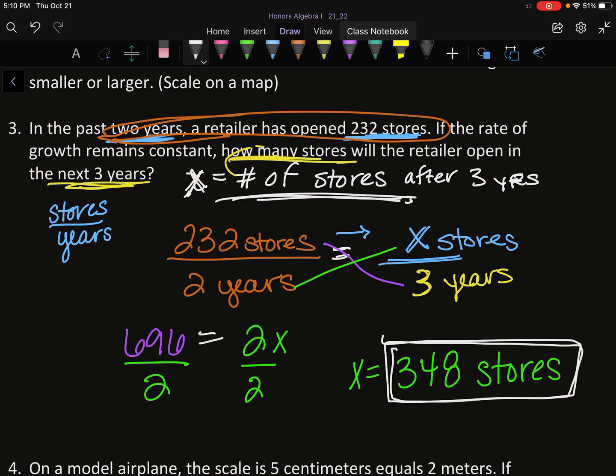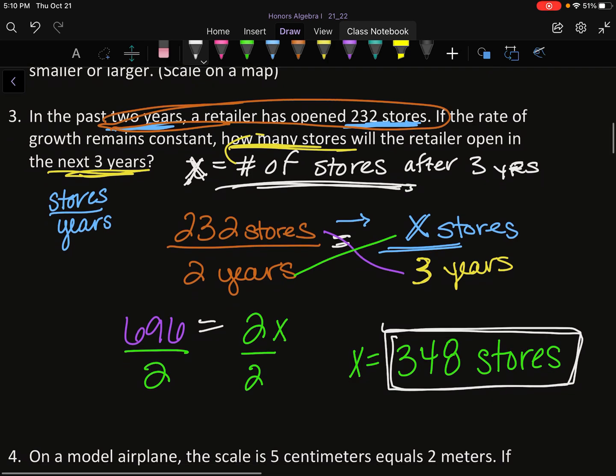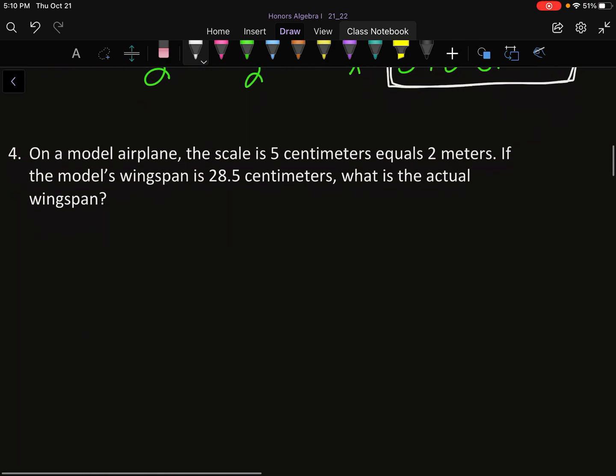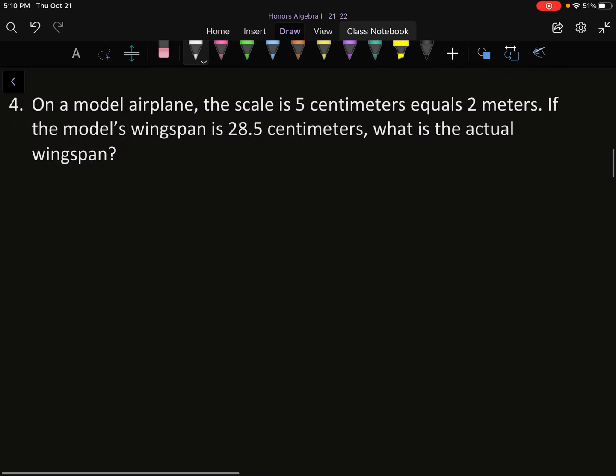Okay? Really not so bad. And I'm sure this is all ringing a bell to most of you. All right, so how about this model airplane? Well, the scale is 5 centimeters equal to 2 meters on the real plane, right? If the model's wingspan is 28.5 centimeters, what's the actual plane's wingspan?